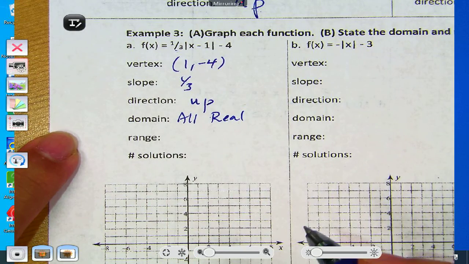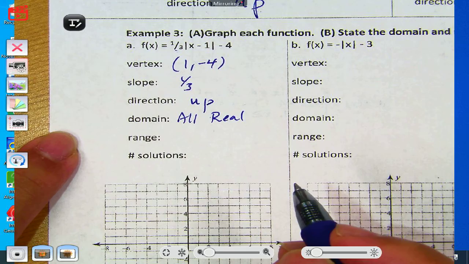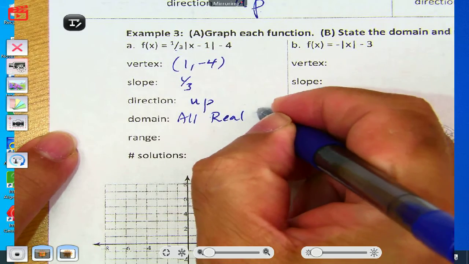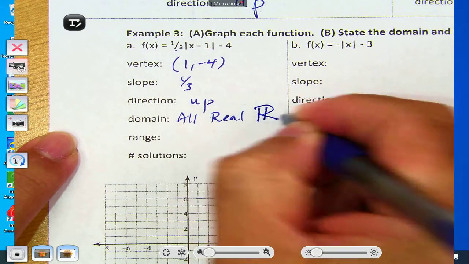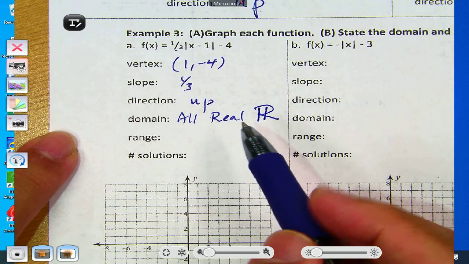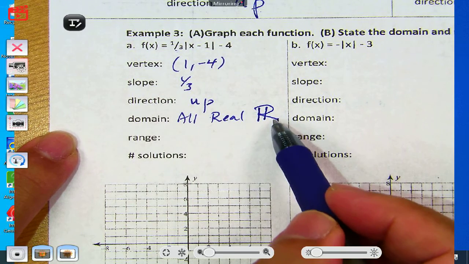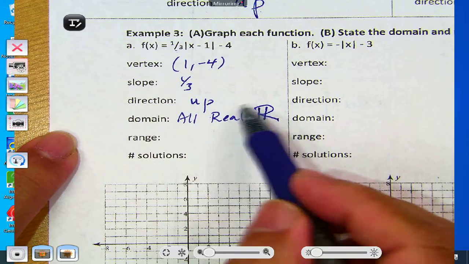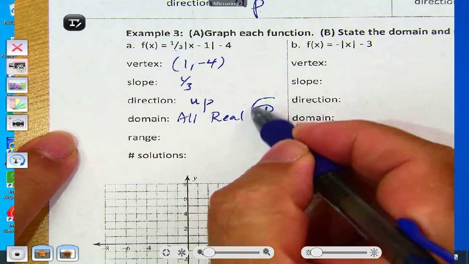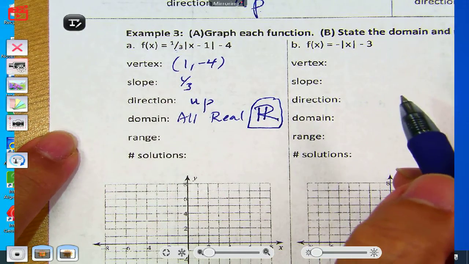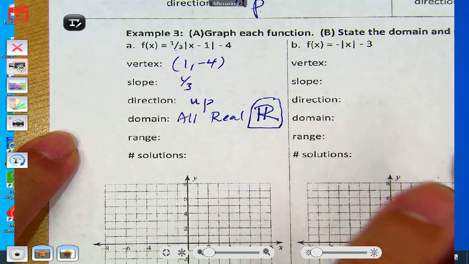Someone asked me today, "Can I just write AR?" No, but you can write the special symbol for real numbers, and that's adequate. That's the special symbol for real numbers: a double line with the R. If you just wrote that letter, that's okay for me. That's enough for all real.